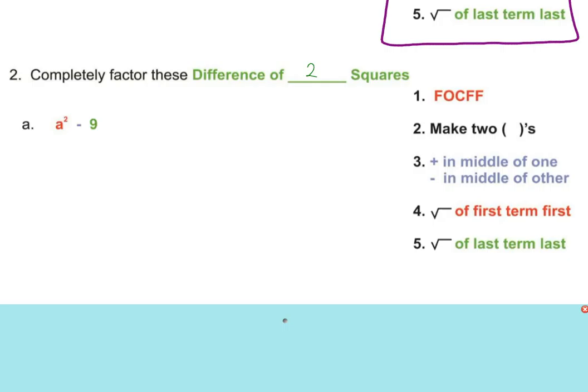We're going to look to factor out common factors first. Anybody see any common factors? First one, no. So we're already into the second step. Two parentheses. Next step is automatic. I'm taking my blue, plus in the middle of one, minus in the middle of the other.